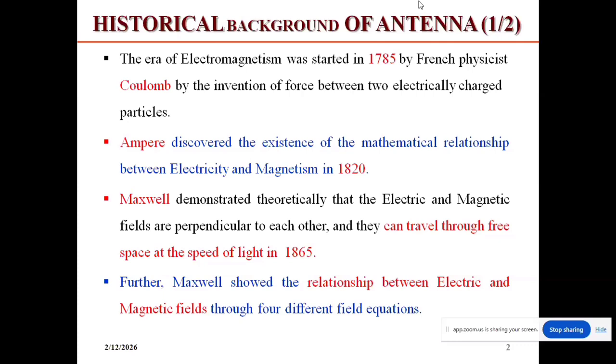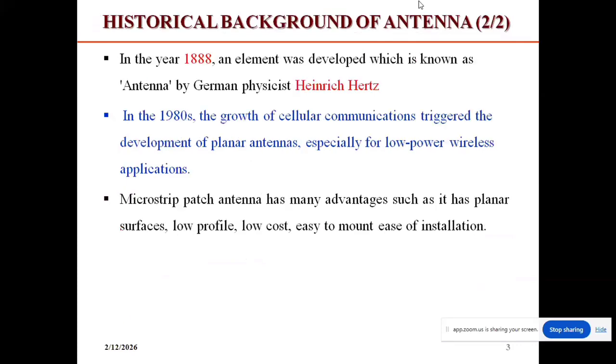After Maxwell's findings, there were so many inventions in the antenna domain. Further, Maxwell showed the relationship between electric and magnetic fields through 4 different equations: del dot D, del cross E, and so on. He related that a time varying magnetic field produces an electric field, and vice versa. That is the finding of Maxwell. After that, Heinrich Hertz demonstrated the Maxwell equations by inventing an antenna in 1888. After that, in the 1980s, antennas emerged for various wireless applications.